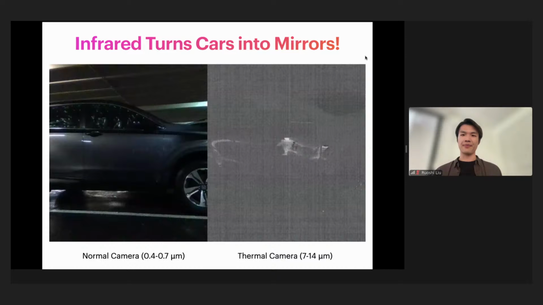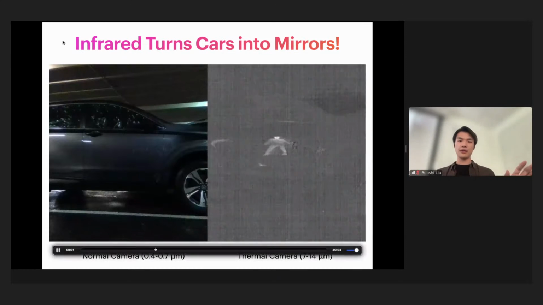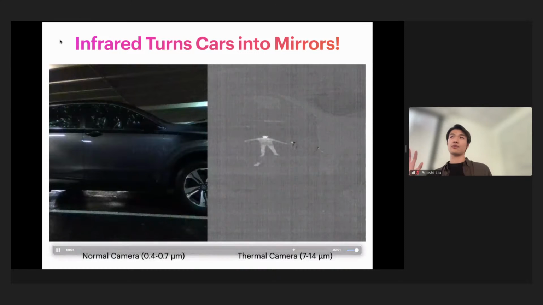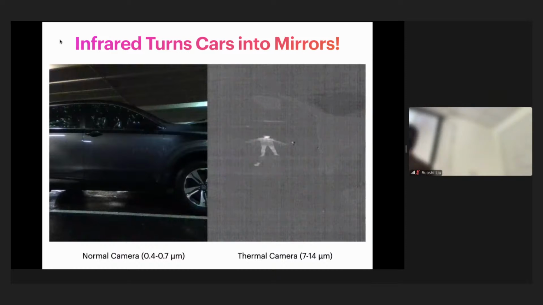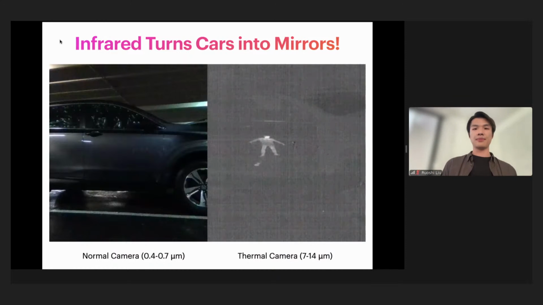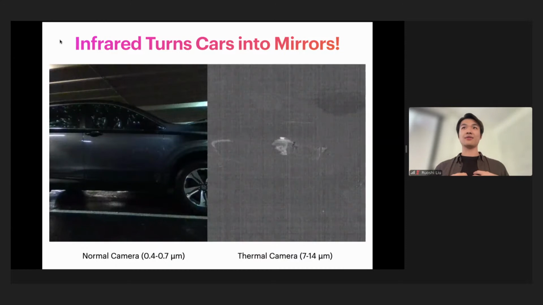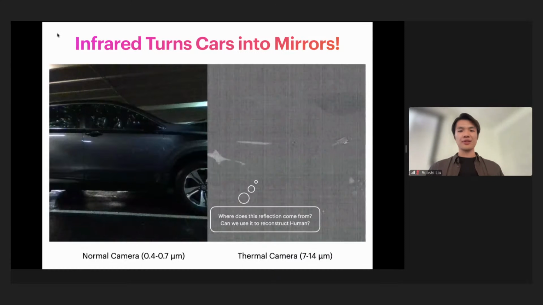So this is a side-by-side comparison of two videos, right? On the left is a normal video, and on the right is the video recorded by a thermal camera. They have the same view. You can see the wheels of the car are the same, but you see no reflections in the normal camera, while there's a very clear reflection of myself walking in front of the car. And why is that? What's the underlying mechanism that caused this?